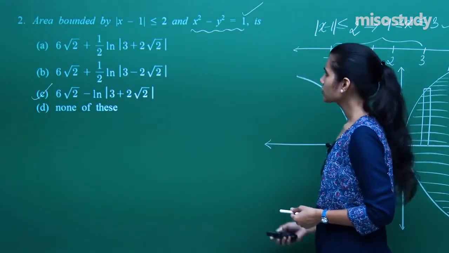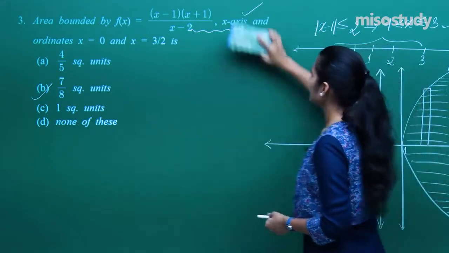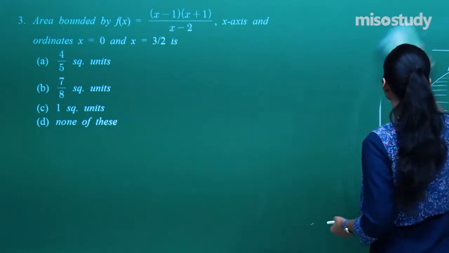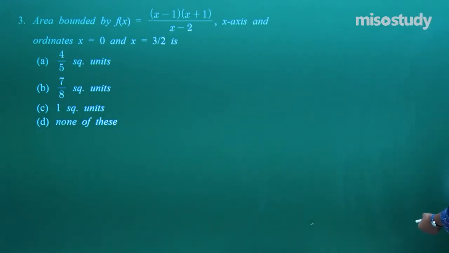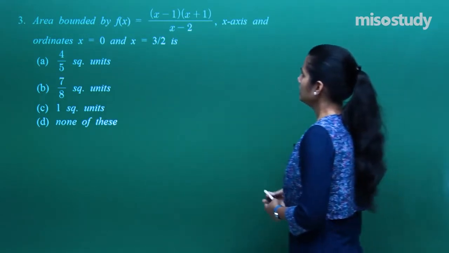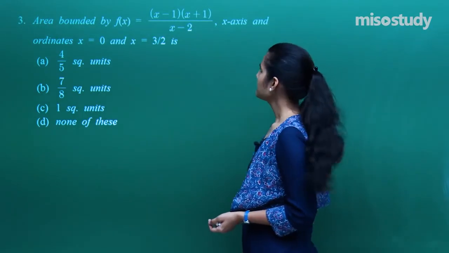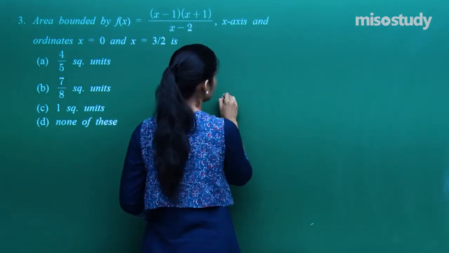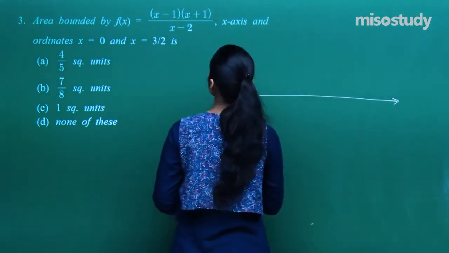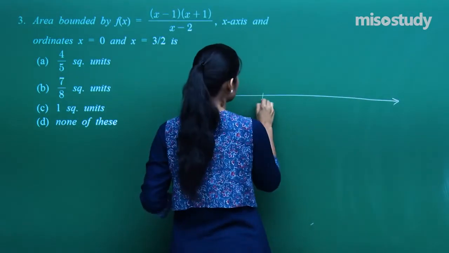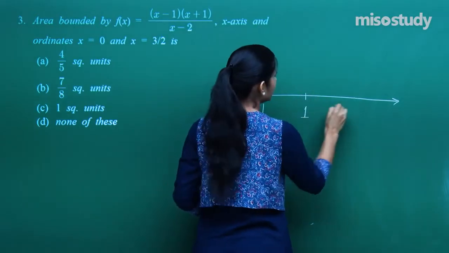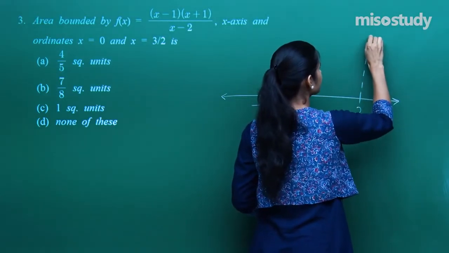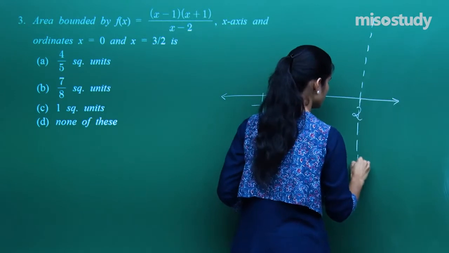Clear? Moving to the next question, we have area bounded by fx. So fx is given to you, the x-axis, and x equals 0, x equals 3 by 2. What is this area? Okay, let's try to compute this now. Here if I talk about fx, you can see fx is everywhere continuous and differentiable except at x equals 2. When I talk about this very function, my interesting points are -1, and then I have 1, and then I have 2. At 2 it's not defined.